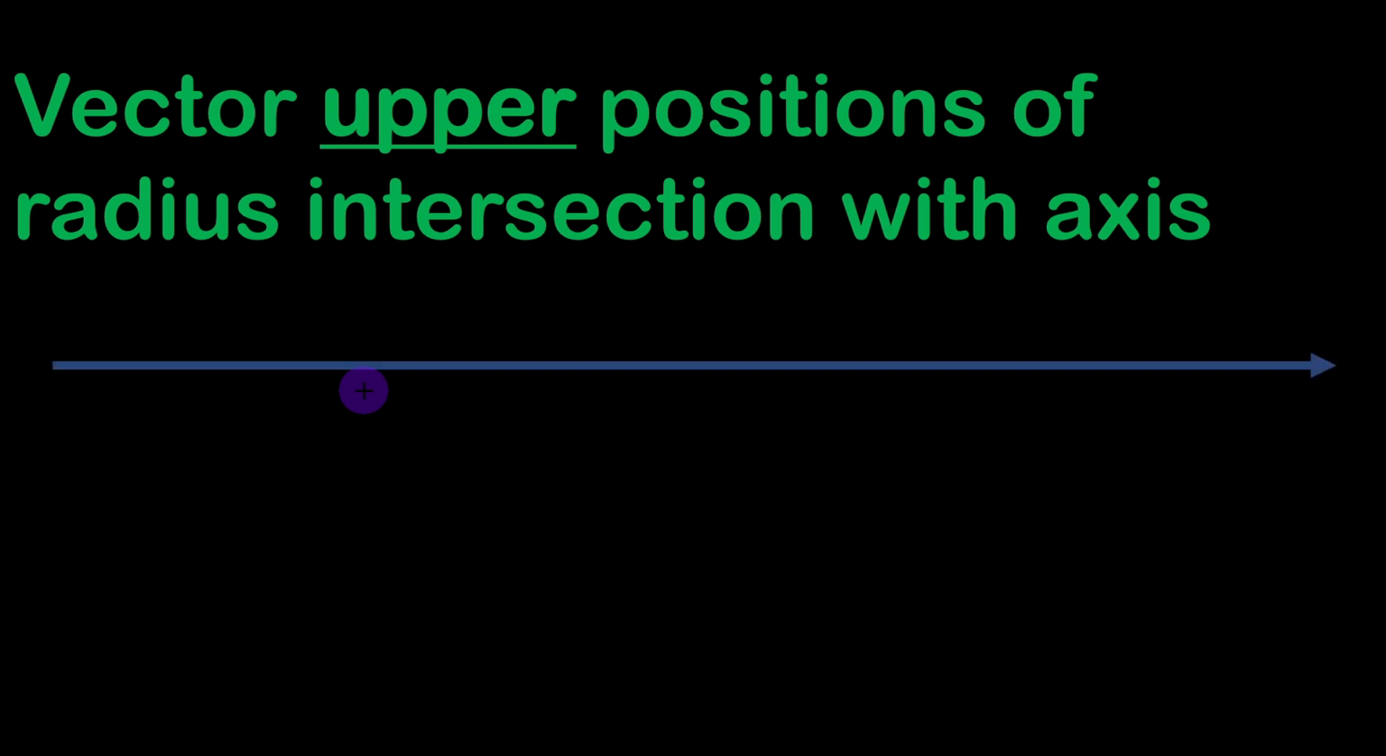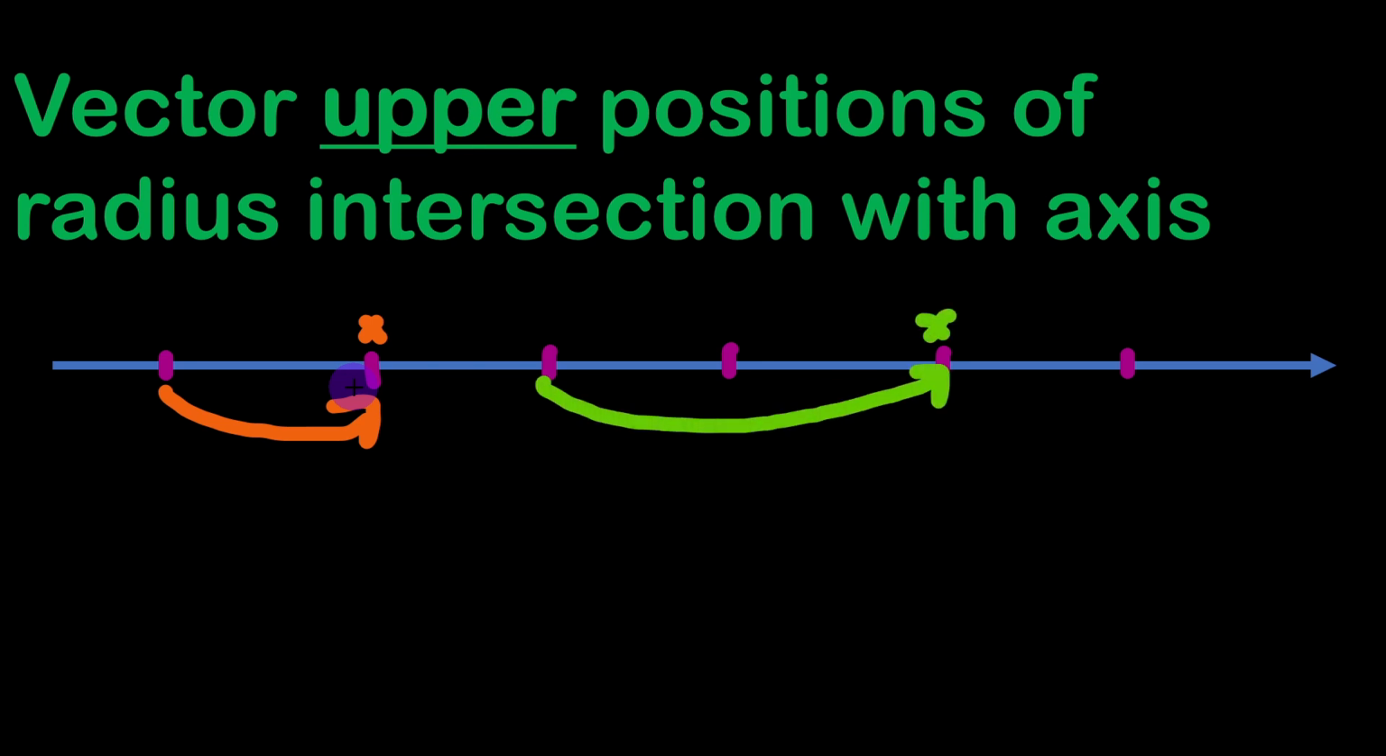Then we are going to define a new vector containing the upper positions of radiuses intersection with the axis. So this is our axis. We have the positions. The first disk at position 0 has a radius 1, and so the highest point that is reached by this disk is positioned at +1. So I'm going to keep this position in my new vector. Same thing for the other disks, and so on.